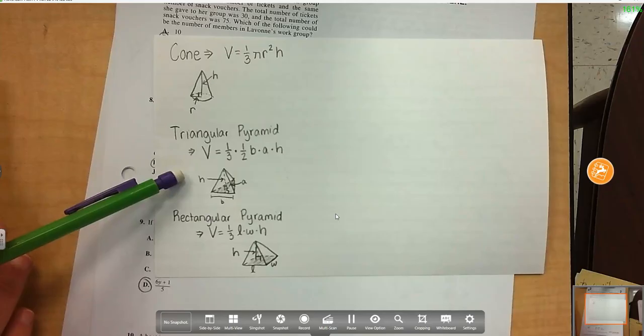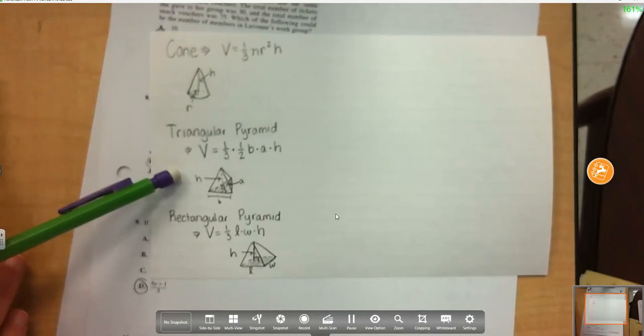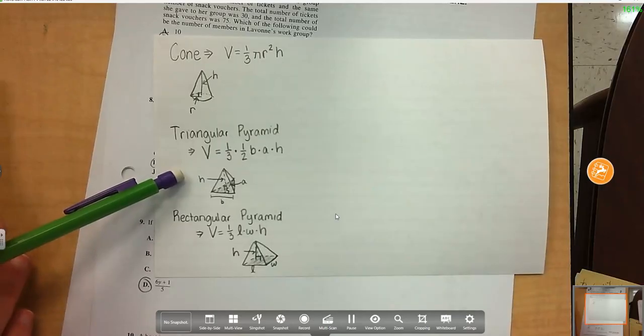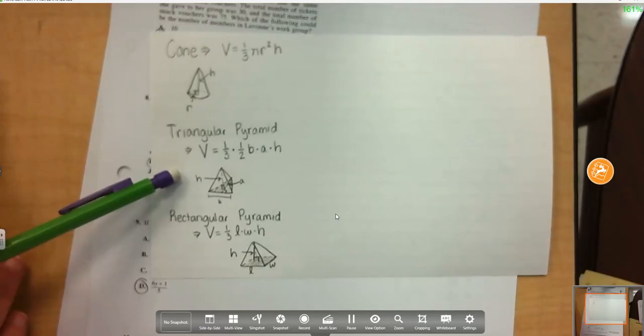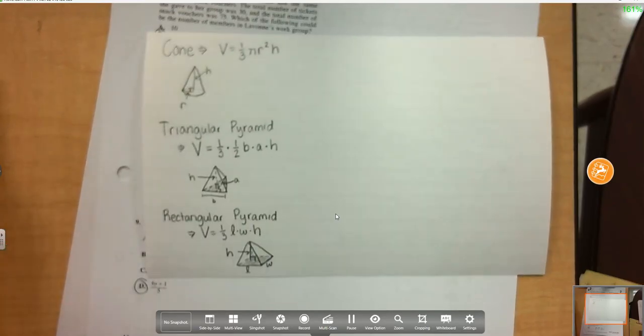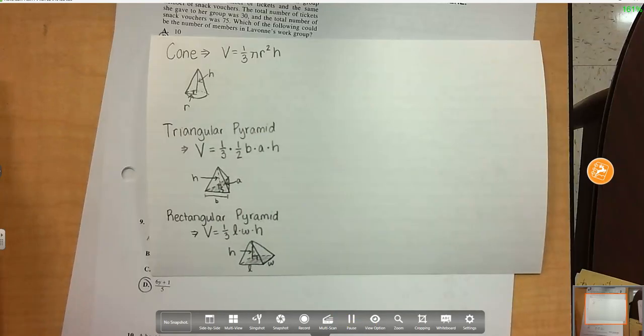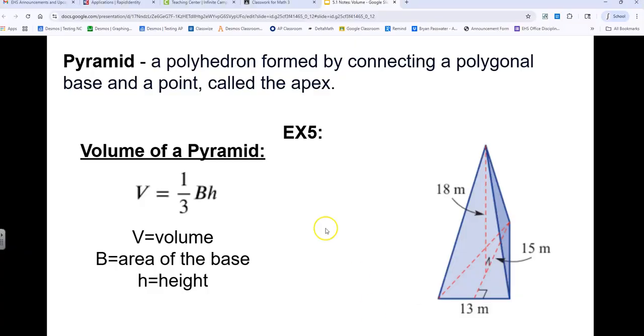All right, everybody check your neighbor's note card. See what it looks like. Make sure they got the right formulas. Make sure they have them labeled too. Okay, questions? Okay, there are other pyramids. These are the main two that we're going to see here.